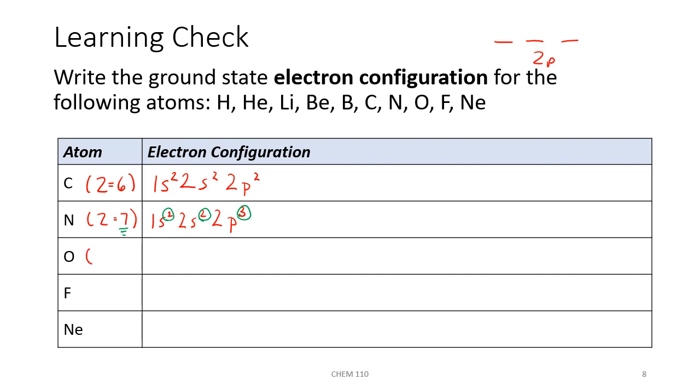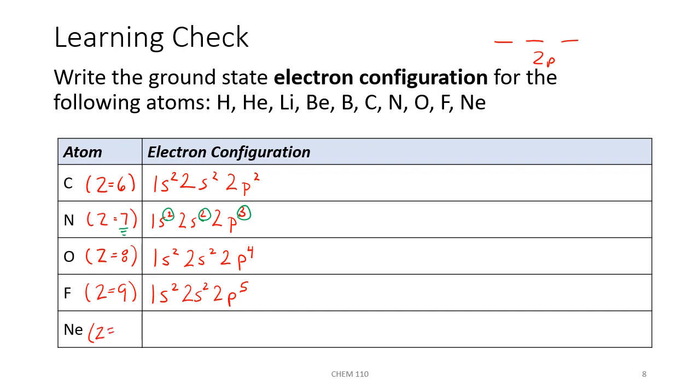So when we go to oxygen now, where the atomic number Z is equal to 8, we're going to have 1s2, 2s2, 2p4. Moving to fluorine, the atomic number is equal to 9. We would have 1s2, 2s2, 2p5. Now there are 5 electrons in our p subshell.